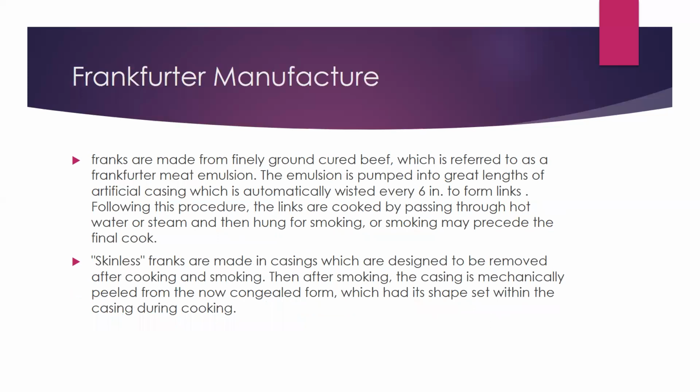Now, frankfurter manufacture. Franks are mainly made from ground cured beef, and they are frankfurter meat emulsions. The emulsion is pumped into great lengths of artificial casings, and they are cooked by passing hot water or steam, and they are hung for smoking. Skinless franks are made in casings which are designed to be removed after cooking and smoking. After smoking, the casing is mechanically peeled, and the shape of the particular frankfurter is set during cooking itself.